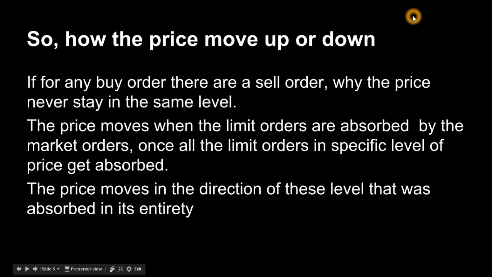Okay, so I will give you the answer to the question before. How does the price move up or down, and if for any buy order there is a sell order, talking about a liquid stock, a liquid equity, why does the price never stay at the same level? Well, that's because the price moves when the limit orders at some specific price are absorbed by the market orders. Once all the limit orders at that specific price level get absorbed, the price moves in that direction.